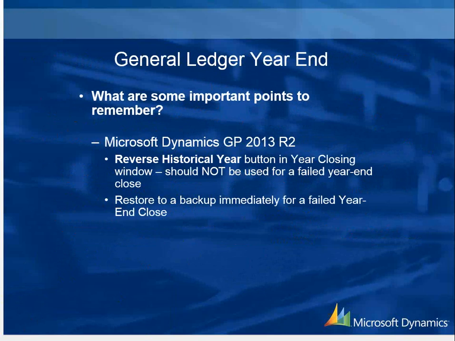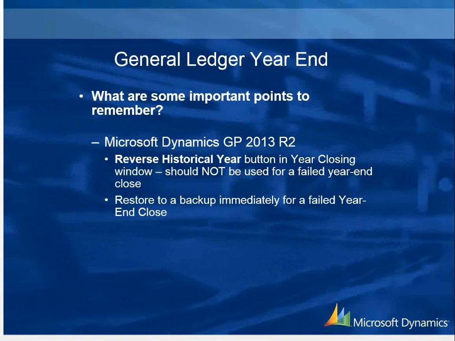At the general ledger level, in GP 2013 R2 and in GP 2015, there is a reverse historical year button in the year-end closing window. It's a new piece of functionality that was introduced in GP 2013 R2. Its purpose is not to unwind from a failed year-end close. It is to reverse a historical year that was closed successfully and now for some reason needs to be reopened. So it's a great piece of functionality to have. It certainly makes that process much easier, but it's not applicable for your year-end close.